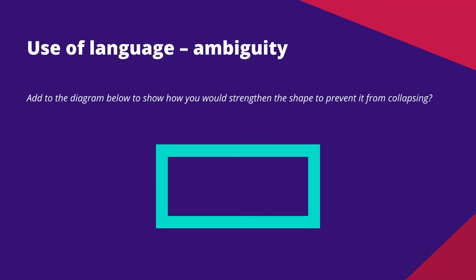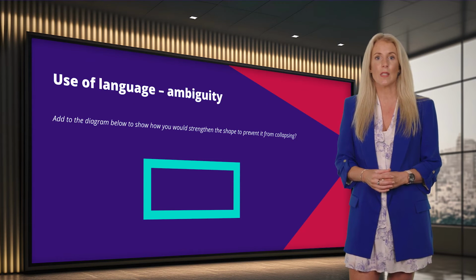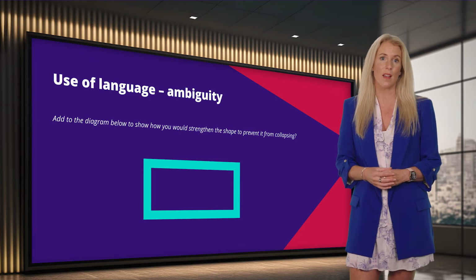Here's another example. The question says, "Add to the diagram below to show how you would strengthen the shape to prevent it from collapsing." Whilst the question seems straightforward, marking this question would become impossible. The question asks how you would strengthen the shape. Personalizing this question adds ambiguity, as we could all strengthen this structure in a different way and still be correct.